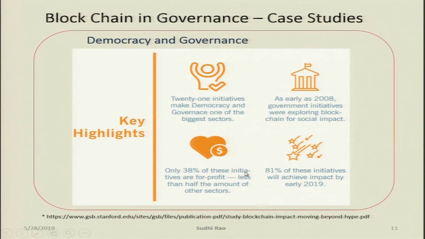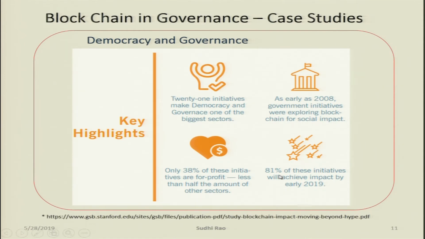Only 38% of these initiatives are for profit, less than half the amount in other sectors. In all other sectors, for profit organizations have taken the lead in applying blockchain in the public sector in general, except in democracy and governance. Less than half of them are for profit, most of them are by governments and various local bodies, regulatory bodies themselves.